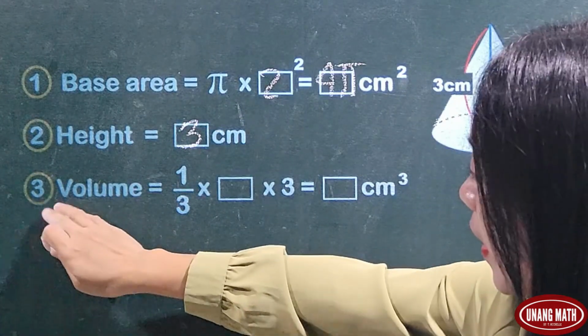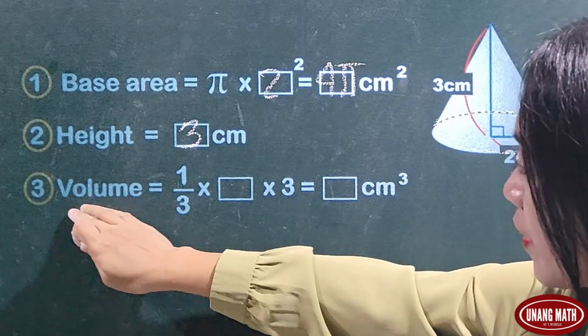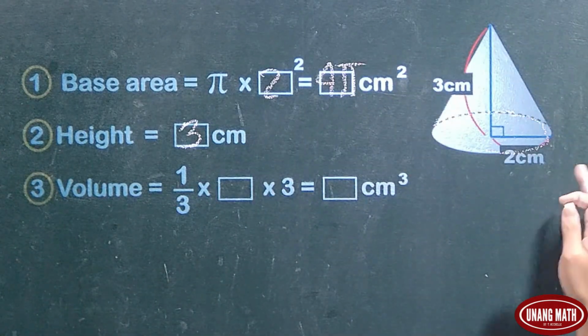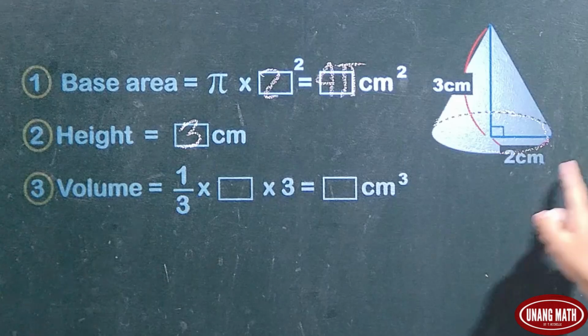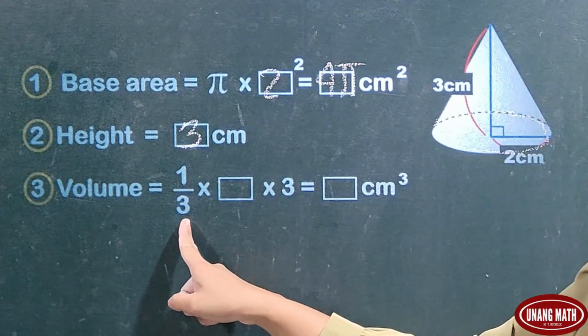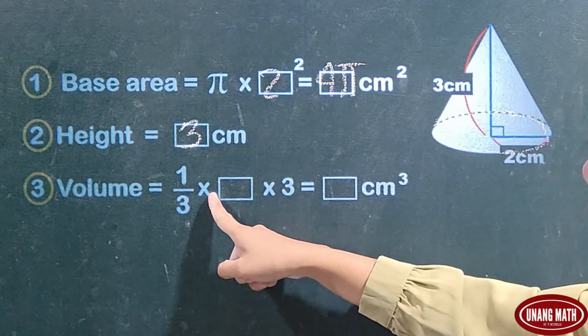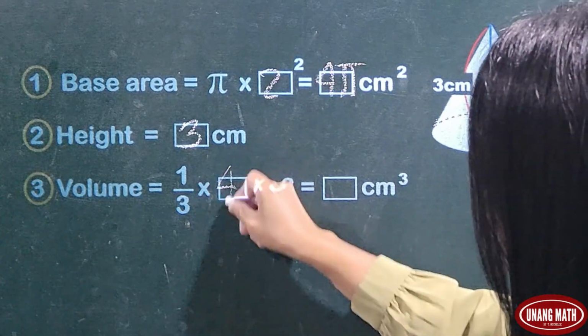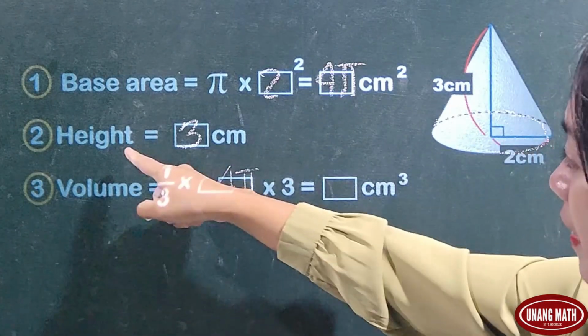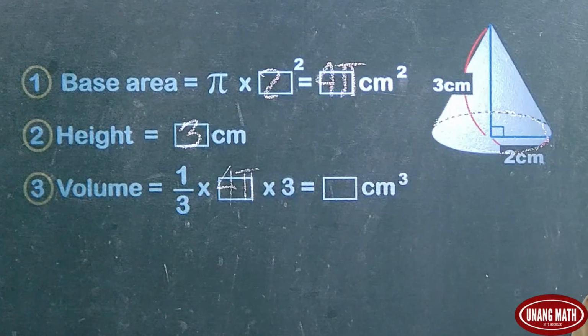Now, let's compute or let's find the volume of this cone. Since this is a cone, it's 1 over 3 times the area of the base, which is 4 pi, times the height, which is 3 centimeters.